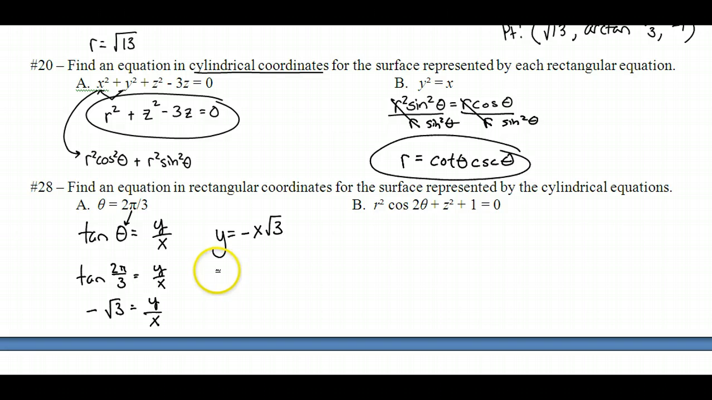Or sometimes they solve and they say 0 is equal to. So if we let everything equal 0, I'm going to add the square root of 3 x, or negative x square root of 3, over here. So then I'd have x square root of 3 plus y equals 0. They like to write the equations equal to 0. Either one of them would work there.